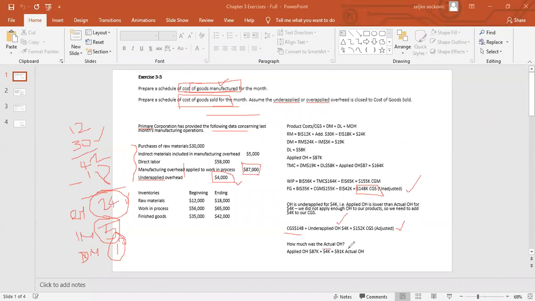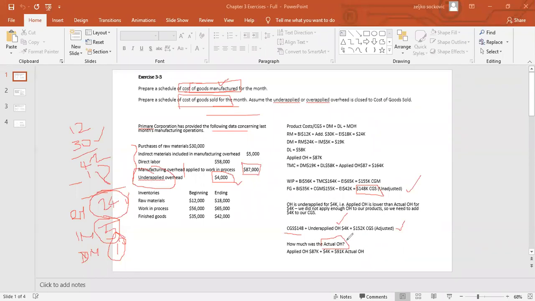Now, what was the actual overhead? This is not a question in your textbook, but I added it here. What was the actual overhead? 87 minus 4, right? Not minus 4, but underapplied, plus 4. Plus 4, very good. But I appreciate the attempt. Why plus 4? Because it's underapplied, so we want to add more to our costs. Why? Because we spent more.